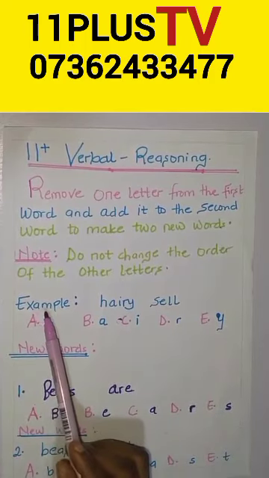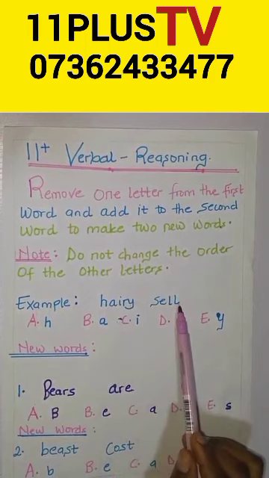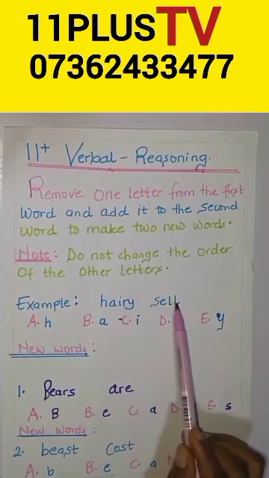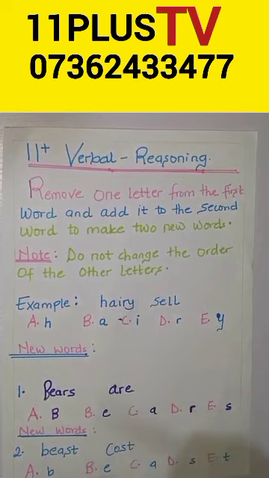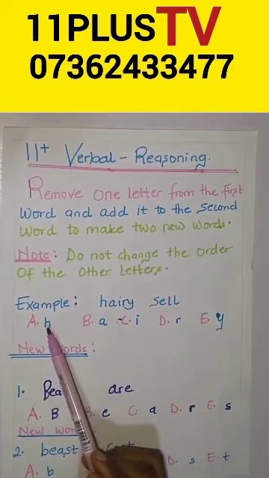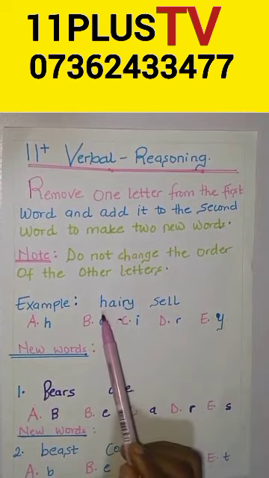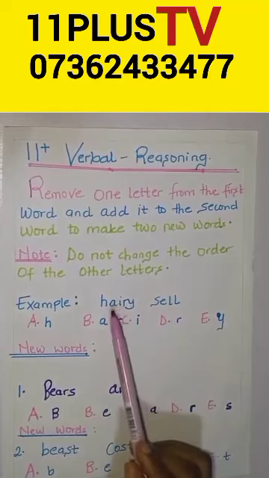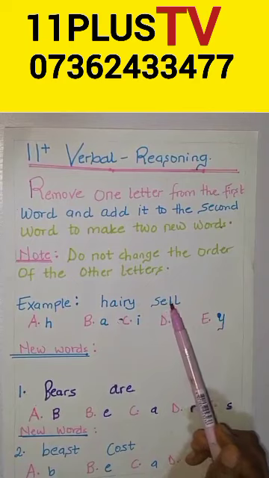Let's take the example. You have two words here, Harry and Sal. Now we are to take a letter from Harry and move it to the second word to form a new word. Also, Harry will become a new word. So we have options. Is it H, A, I, R, Y? You need to be careful that any letter you're moving from the first word makes the first word form a new word, likewise the second word.